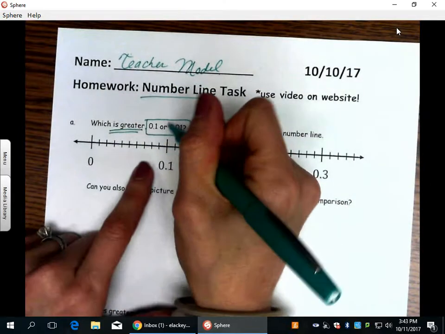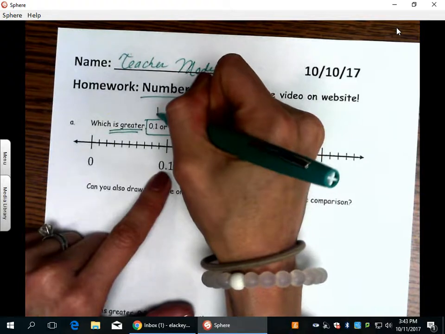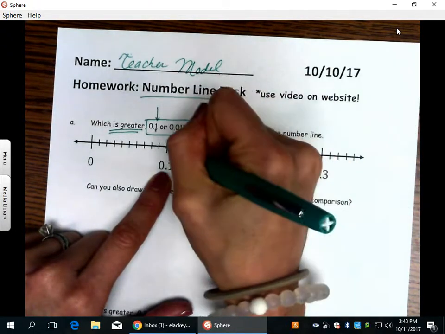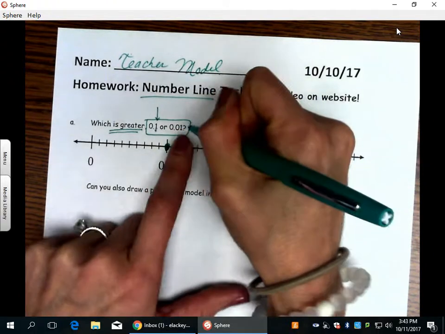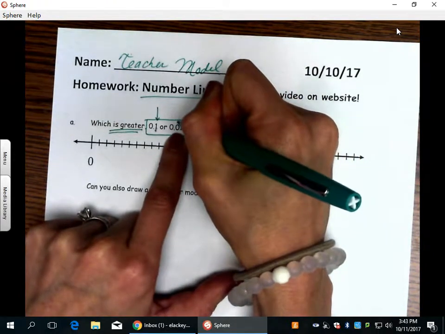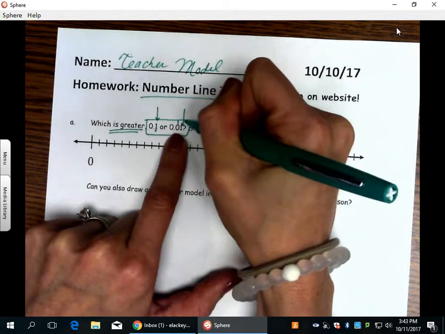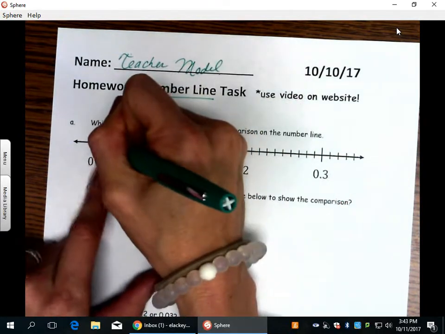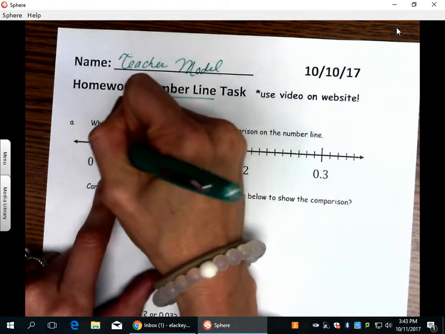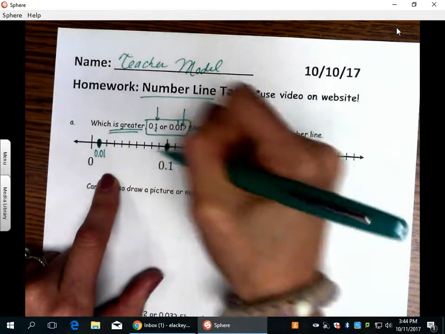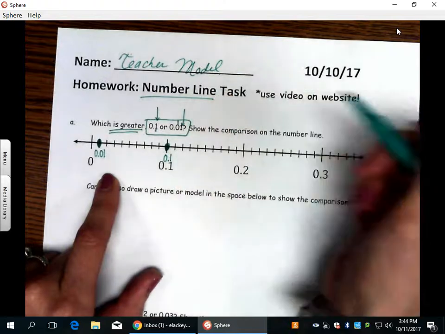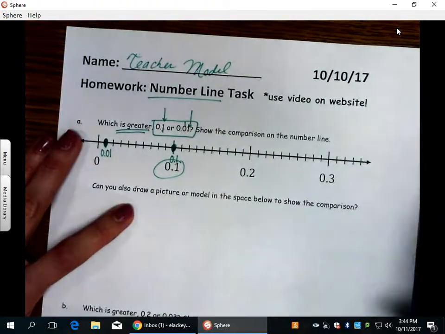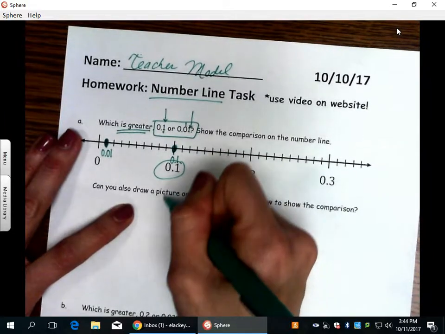But now what I want you doing is saying, okay, this is 1 what? Well, that's the tenth spot. So that's 1/10, so that would be here. And this one is not 1/10, it's 1/100th. 1/100th is 1/10 of a tenth, so that's actually here. So this is 1/100th, and this is 1/10. So which one is greater? 1/10 is greater.